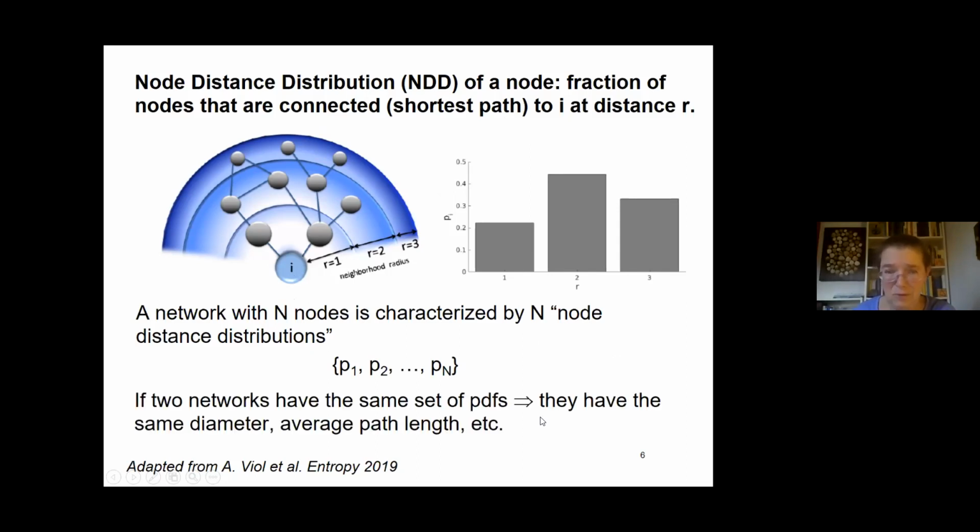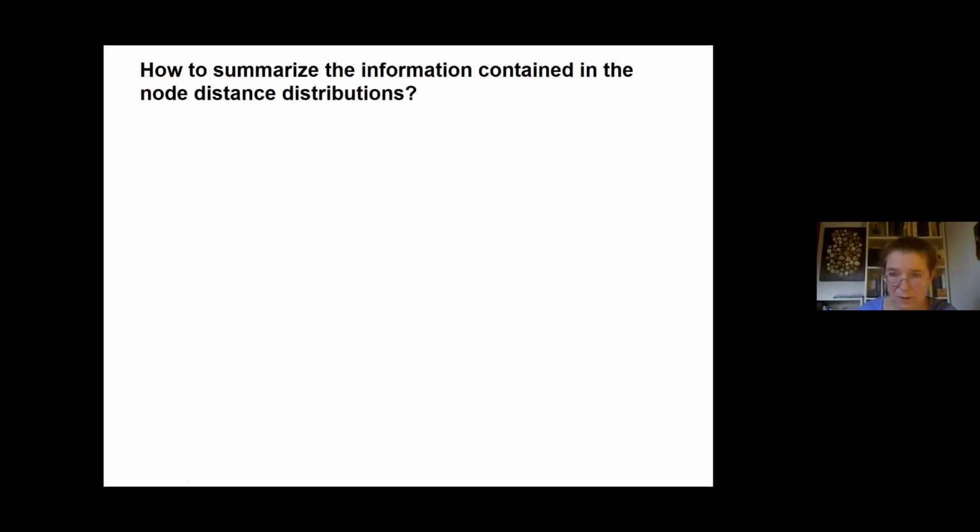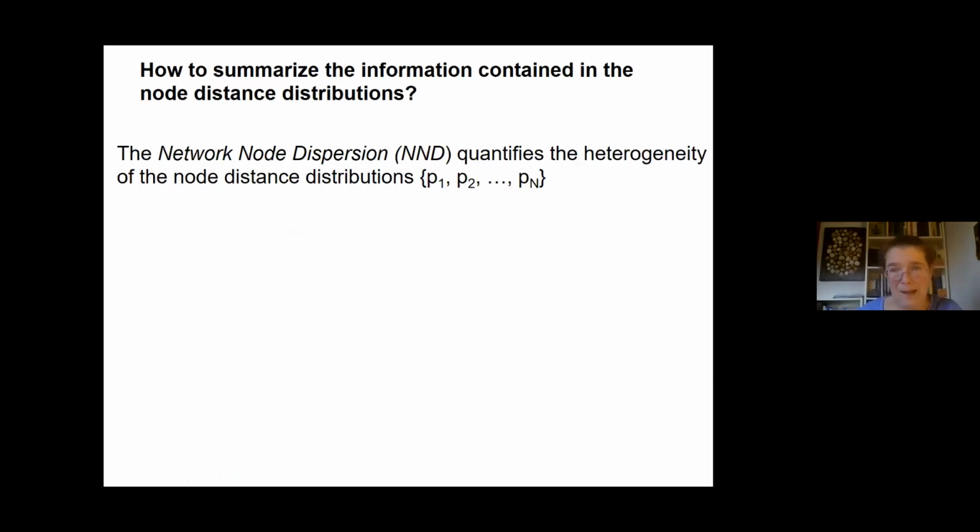If I have a network with n nodes, it will be characterized by a set of n distributions. And if 2 networks turn out to have the same set of distributions, they will have the same diameter, average path length, and so on. So how to summarize the information contained in all these distance distributions? We have proposed a magnitude called network node dispersion that quantifies the heterogeneity of all these distributions.